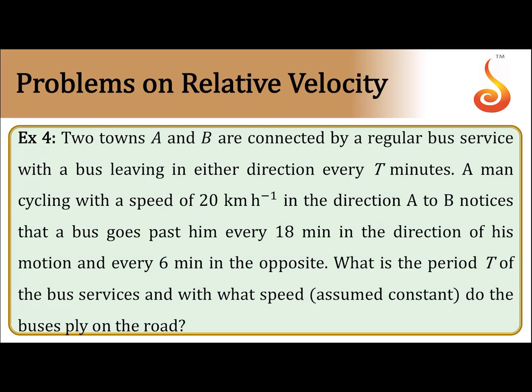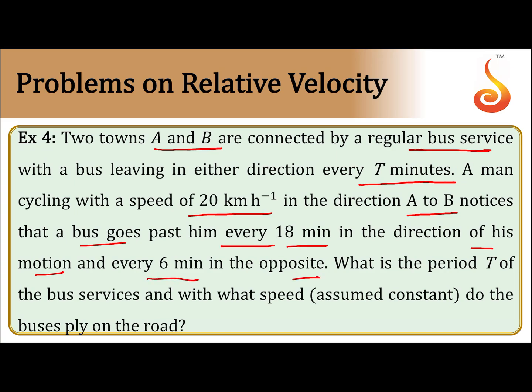Here is a slightly tricky problem. Two towns A and B are connected by a regular bus service with a bus leaving in either direction every t minutes. A person cycling at a speed of 20 km per hour in the direction of A to B notices that a bus goes past him every 18 minutes in the direction of his motion and every 6 minutes in the opposite direction. What is the period of the bus services and at what speed do the buses ply on the road? Okay.